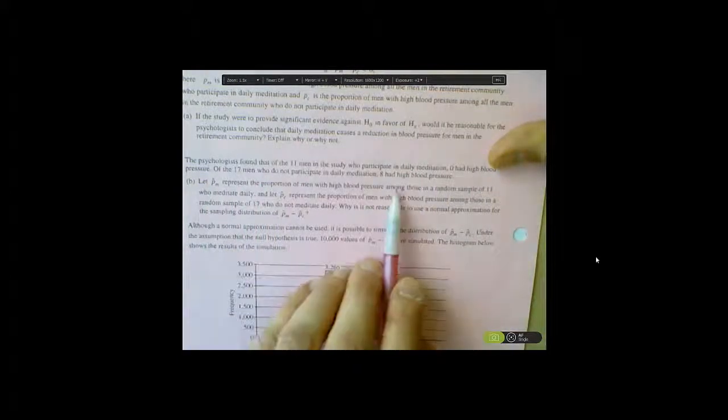They said of the 11 men who meditated, 0 had high blood pressure, and of the 17 men who didn't, 8 had high blood pressure. So that's my number of successes in each group. So I have 0 successes and 8 successes and 11 failures and 9 failures. 3 of these 4 numbers are not greater than or equal to 10. So I cannot use a normal model because my success failure condition has not been met. In essence, my sample sizes are not large enough.